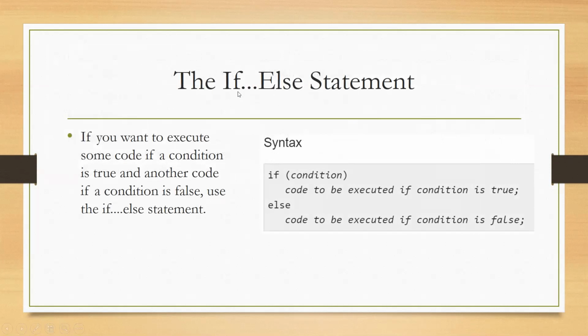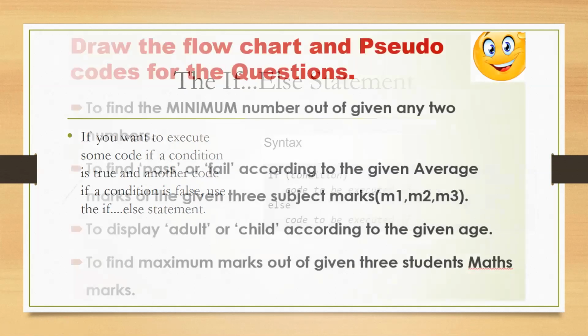Now you can see the simple selection syntax here, the if and else statement. After the if, when the condition is true, we have to put the true output here. When it is false, then we have to put the false part here. Now we discuss those things.